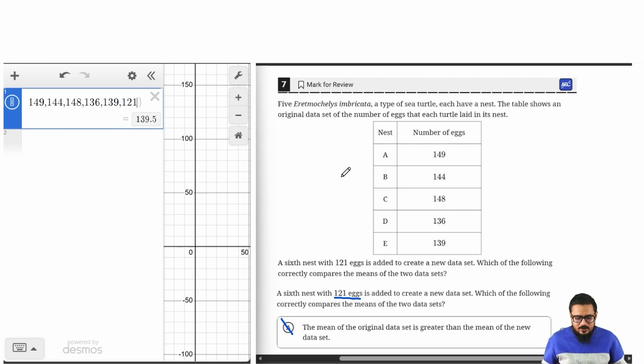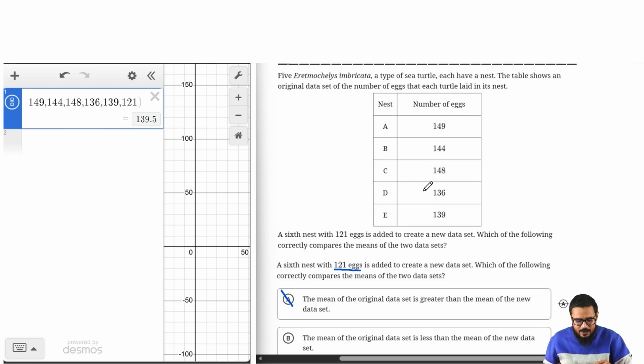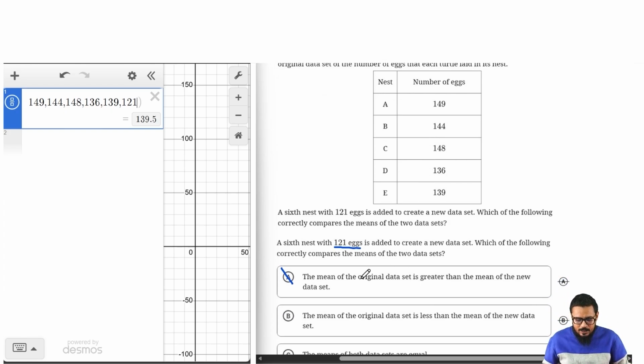So it's decreasing. So I can say that the mean of the old data is actually bigger than the mean of the new data. That's mentioned in answer option A, by representing the original data and the new one as the new data set.